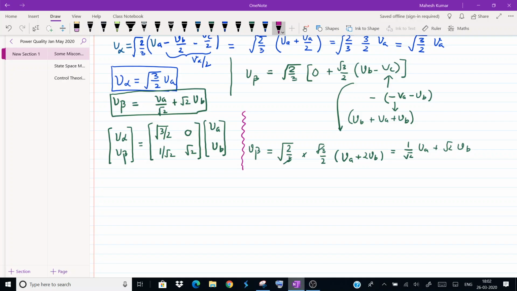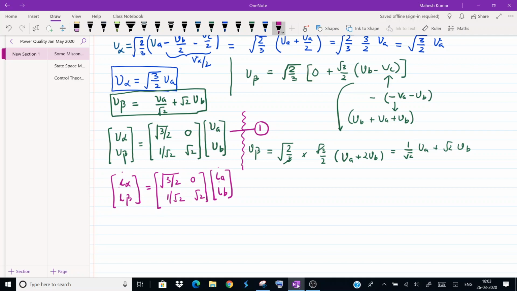Now coming back to the same expression, the current components. Based on that, we can also write the I alpha and I beta similar to this, that is root 3 by 2, 0, and this is 1 by root 2, and this is root 2, into IA and IB. Let us call this equation number 1 and this equation 2.